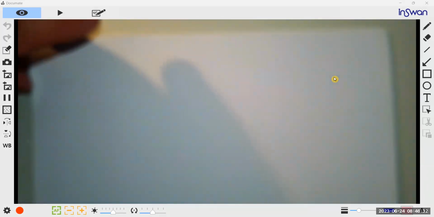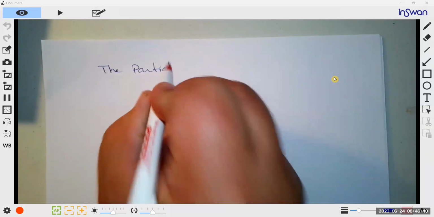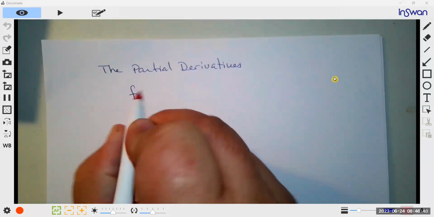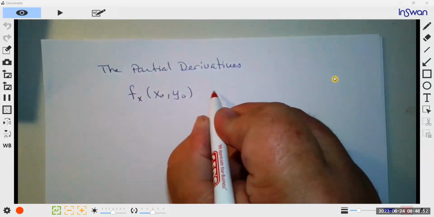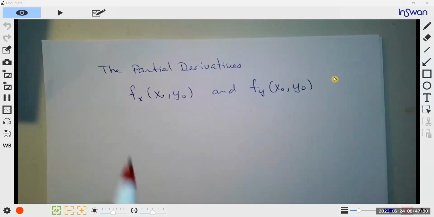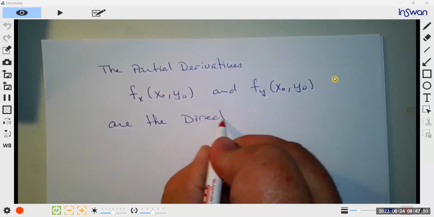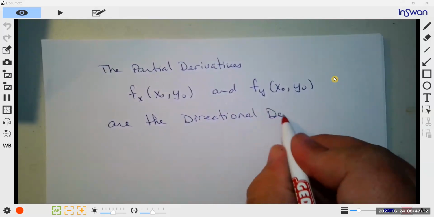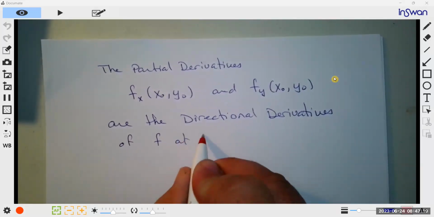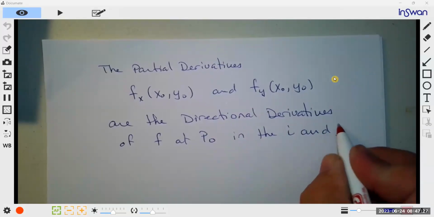Okay, let's look at the partial derivatives. The partial derivatives, f sub x at x sub 0, y sub 0, and f sub y at x sub 0, y sub 0, are the directional derivatives of f at p sub 0 in the i and j directions.